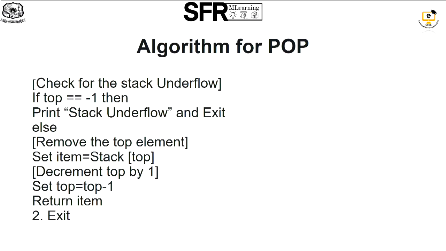This is the algorithm for pop operation. First we have to check the top value. If the top value is equal to -1, we have to print underflow. Otherwise we have to remove the element from the top of the stack and assign the element to a variable. Then next we have to decrement the top value by 1, so top equal to top -1.